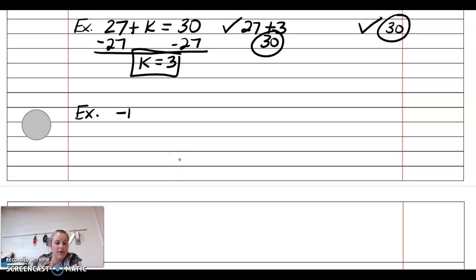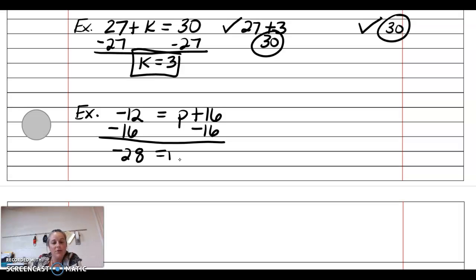Let's try negative 12 equals p plus 16. Okay, so here's my variable. Looks like we've added 16 to it, so I have to undo that. Let's subtract 16. Subtract 16. That gives me negative 28 equals p. I'm going to box that off as my solution, and we're going to check both sides.